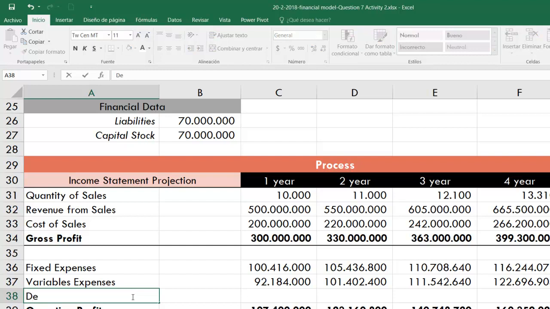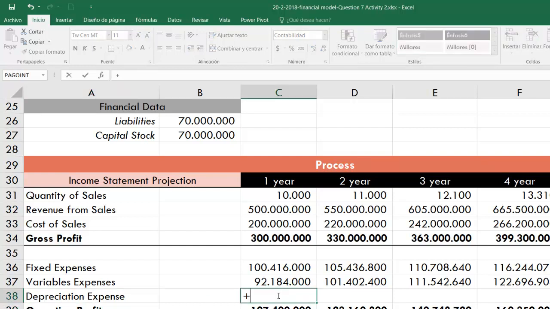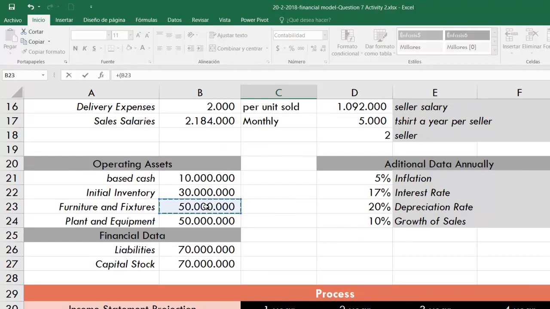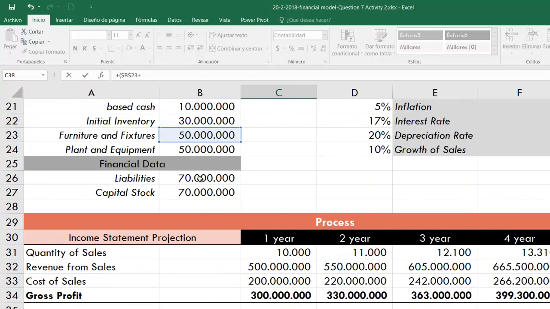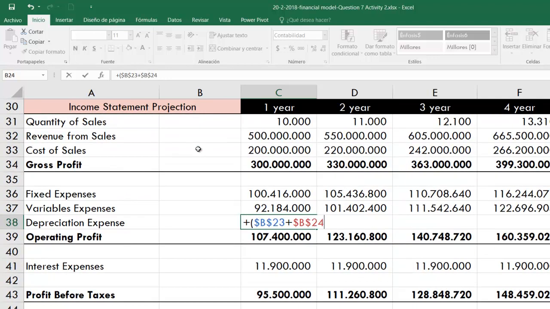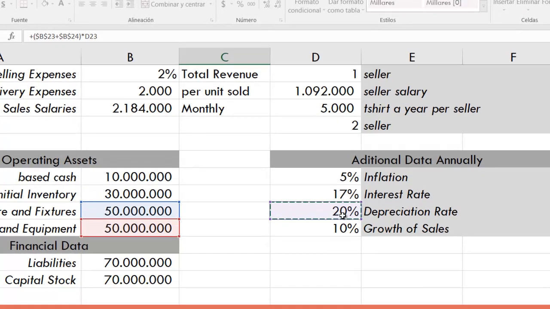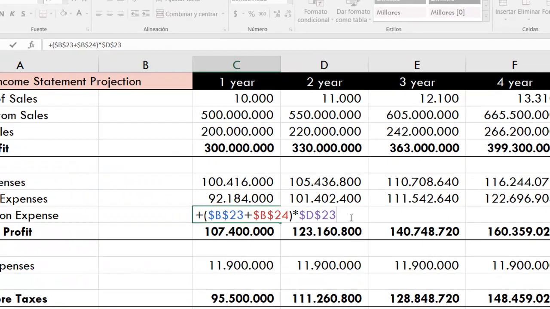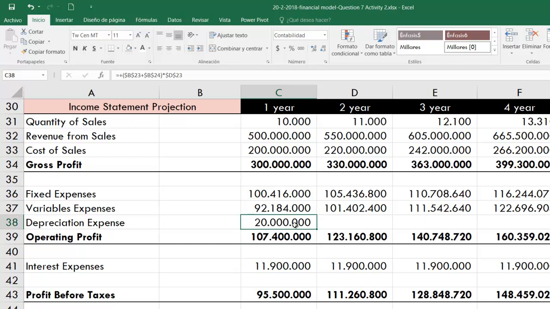So here I will type depreciation expense. I include a row here. And it would be equal to the addition of our furniture fixed plus our plant investment fixed. I got this fixed because it will be the same for the first 5 years times my depreciation rate, again fixed with F4 in my keyboard. So it's actually 20 million pesos. It stays the same for all the years.